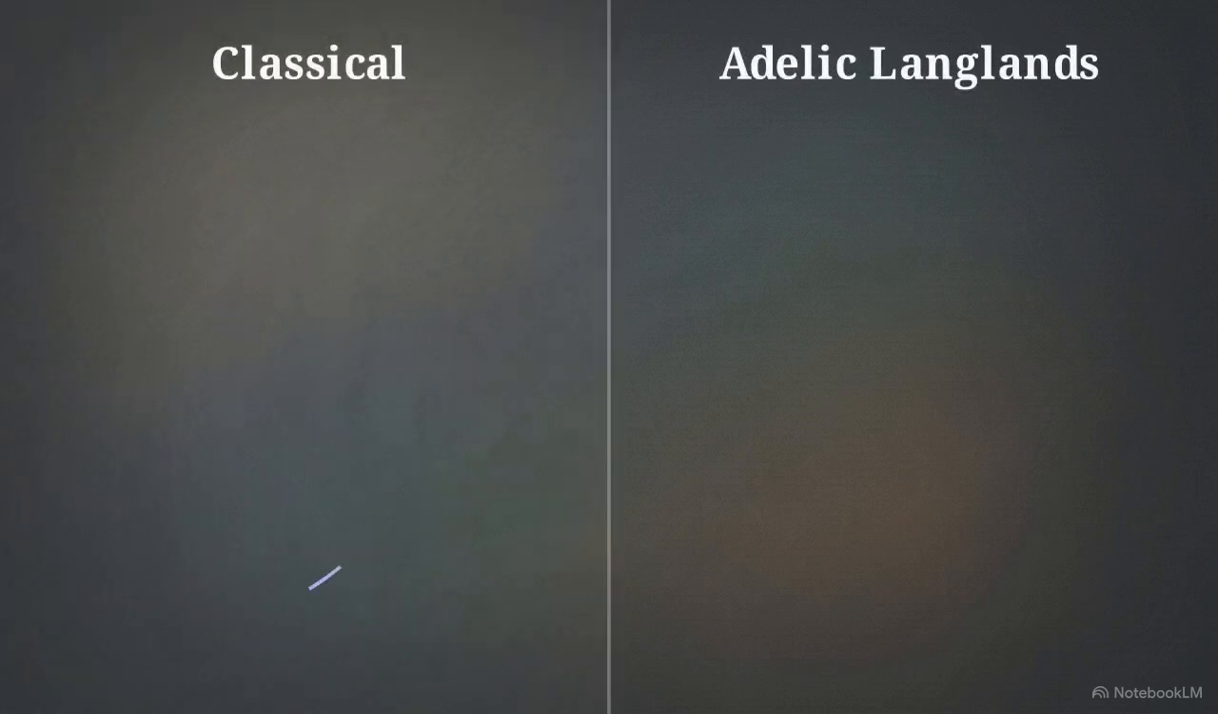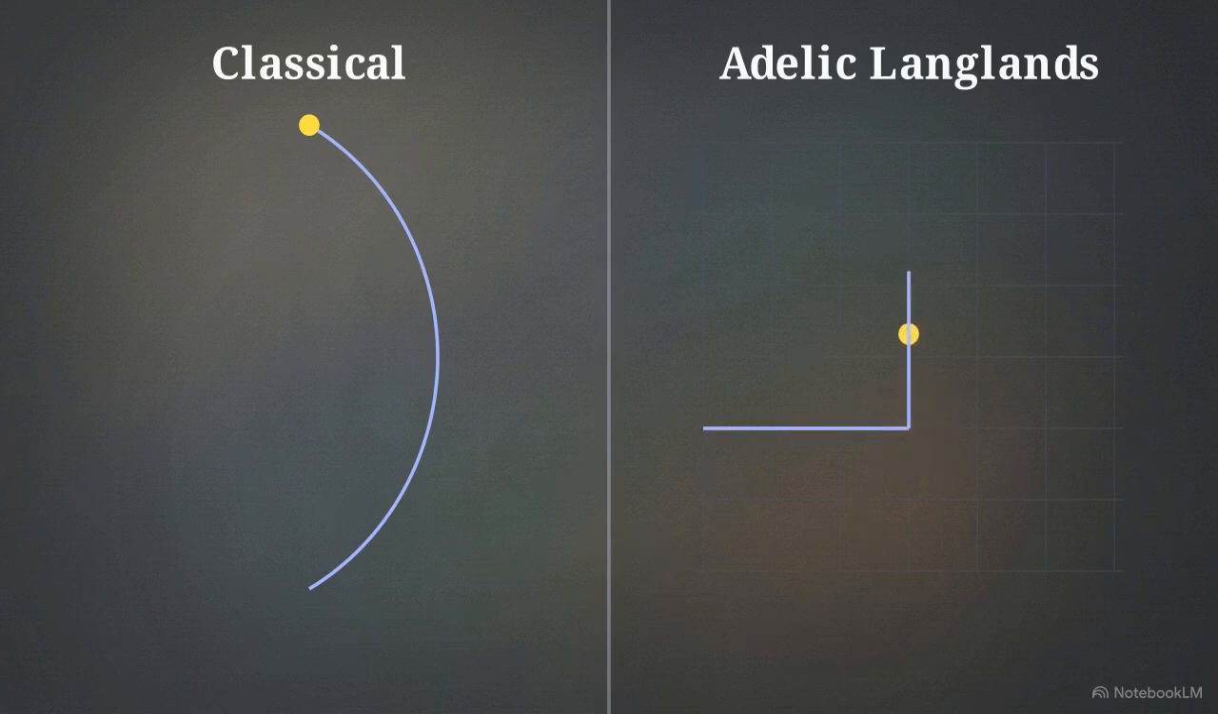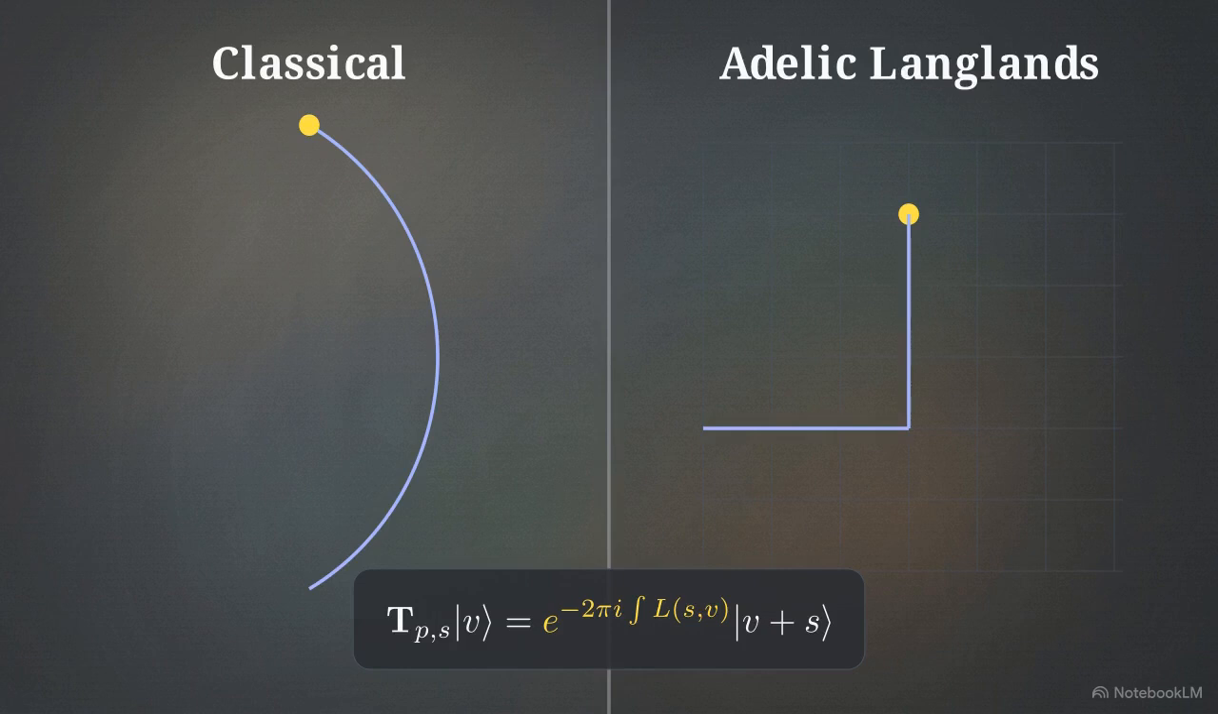This diagram shows two distinct models of movement. On the left, classical geometry dictates that a particle traveling along a curved boundary follows a smooth, continuous path. On the right, the Adelic Langlands framework creates a completely different structure. When the trajectory hits a localized grid intersection, it abruptly snaps exactly 90 degrees.